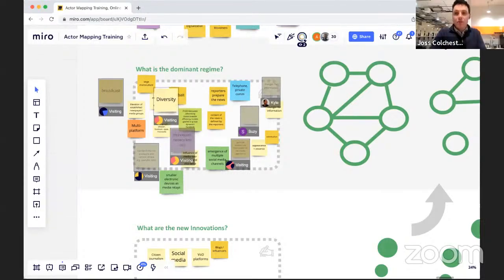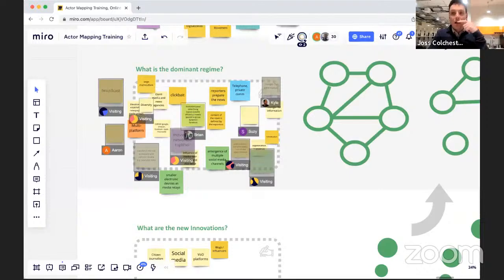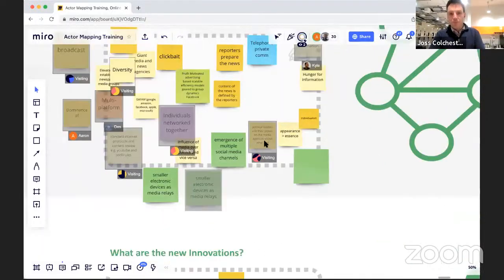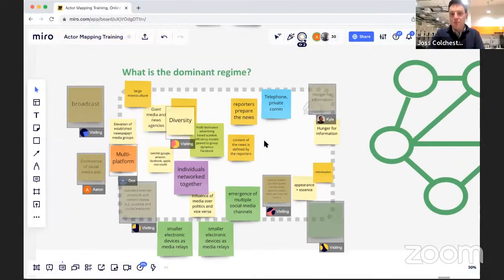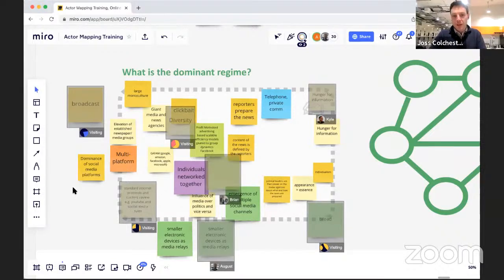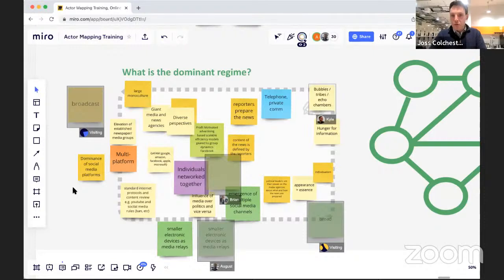Okay, for the sake of time, let's keep going. This is the question of what the incumbent dominant regime in media looks like. A lot of it's been disrupted already, so it's what most of us grew up with, broadcast media. Evolution of established newspaper media groups, giant media and news agencies. Yep, reporters prepare the news.